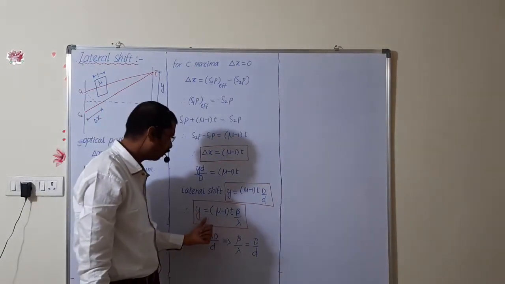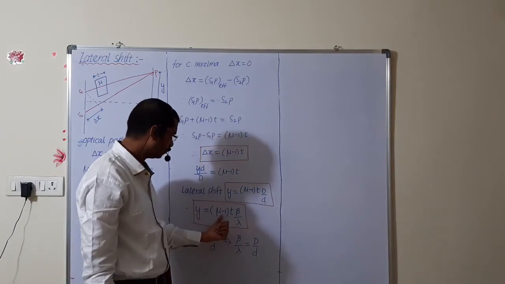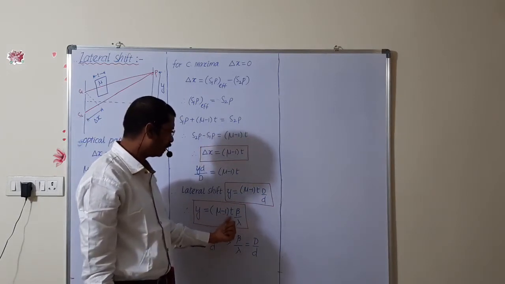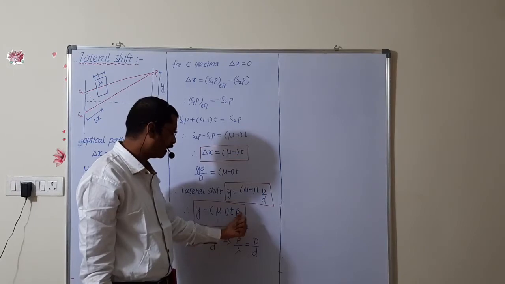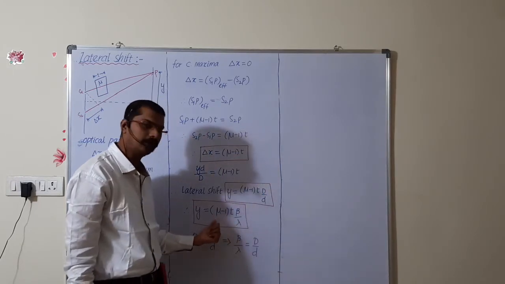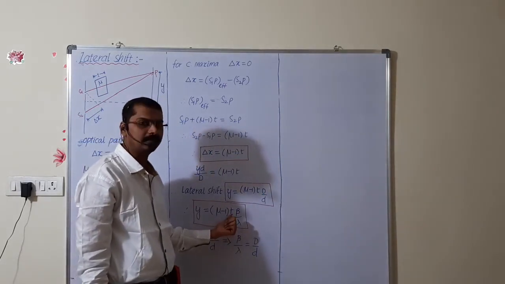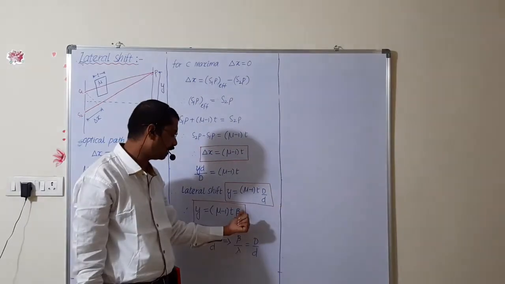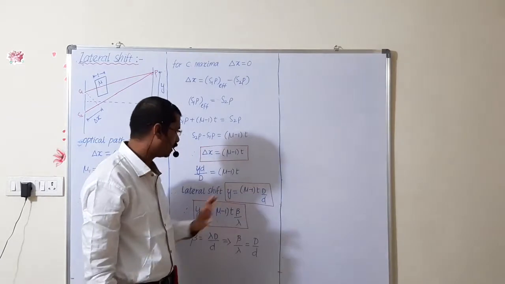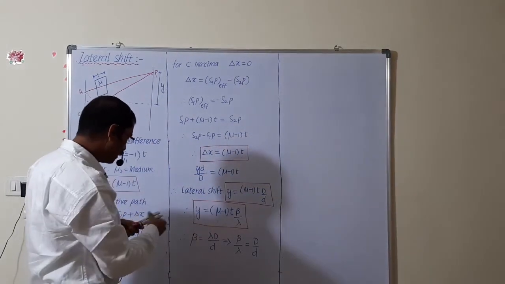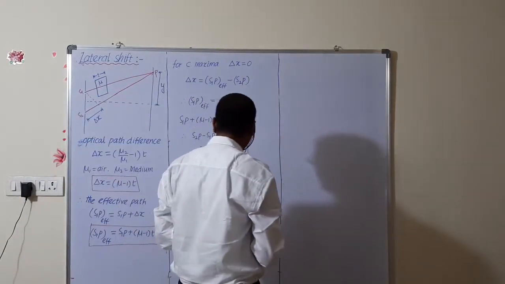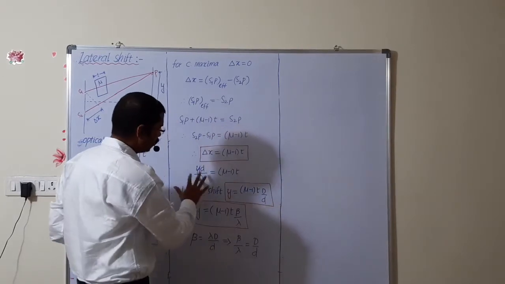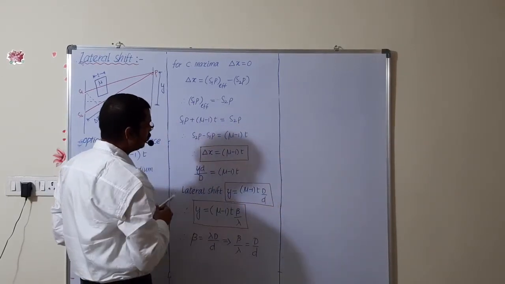That formula is y is equal to (mu minus 1) t beta upon lambda, where mu is the refractive index, t is the thickness of the glass slab, beta is the linear fringe width, and lambda is the wavelength. Here, in this condition, if we want to find the thickness of the glass slab.